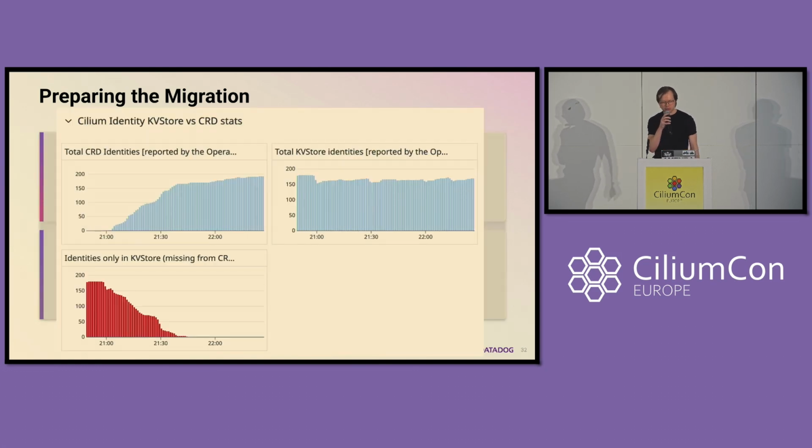So here's a quick excerpt from our dashboard. You can see, I think, the beginning of a migration to the double write mode, so from KVStore to the first double write mode. You can see the CRD identities being slowly populated to match the KVStore ones. And you can see the diff in red going to 0. So the identities are slowly getting in sync in this particular cluster.